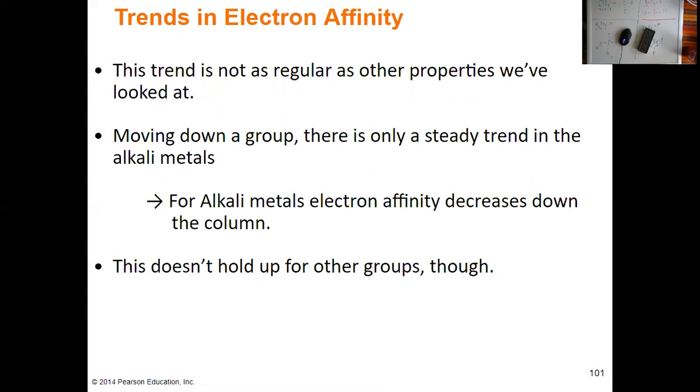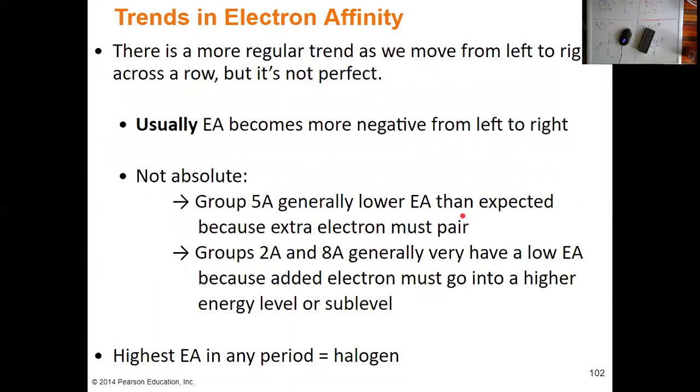This trend, though, it's not as regular as the other properties that we've looked at. Okay, the only very steady trend that we see when we're comparing electron affinities is the alkali metals, because that electron affinity for those decreases as we move down the column. But that trend doesn't hold true for other groups. We do see a much more regular trend when we're moving across the periodic table from left to right. Usually the electron affinity becomes more negative from left to right.